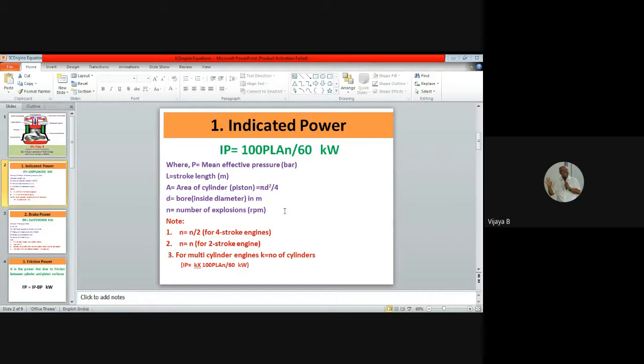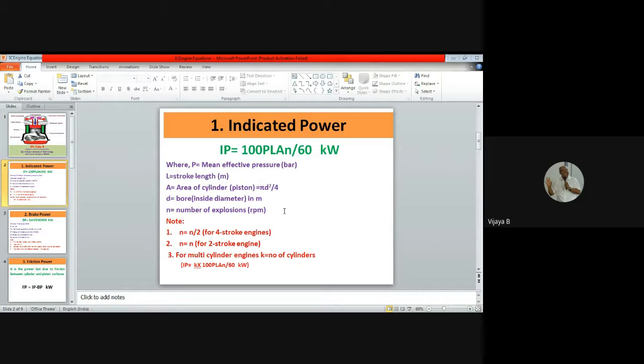It's given by the equation IP equals 100 P L A N by 60 kilowatts, where P is mean effective pressure in bar. Of course, 1 bar is 10 raised to 5 Newton per meter square. L is stroke length in meters. A is area of cylinder, also equal to area of the piston, pi d square by 4. Again, small d is bore, also called inside diameter of the cylinder in meters, and n is number of RPM.